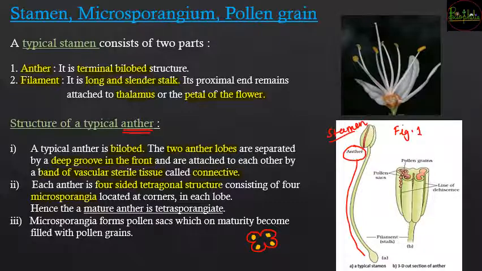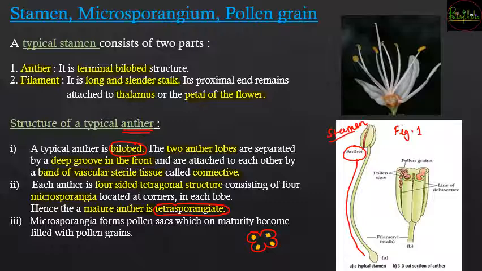Now since the mature anther is going to have four microsporangia, that means anther is going to be also called as tetrasporangiate. So anther के लिए कौन से दो terms use होते हैं? First is going to be anther is a bilobed structure as well as anther can also be called as a tetrasporangiate structure.